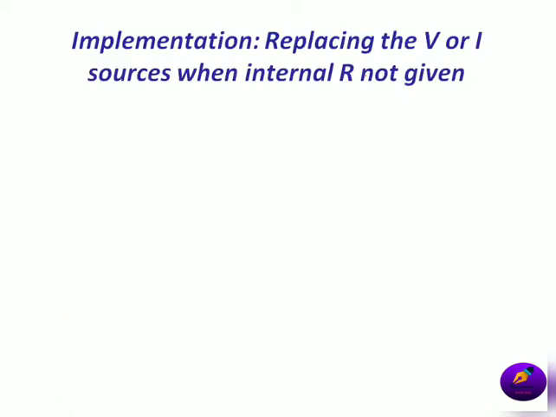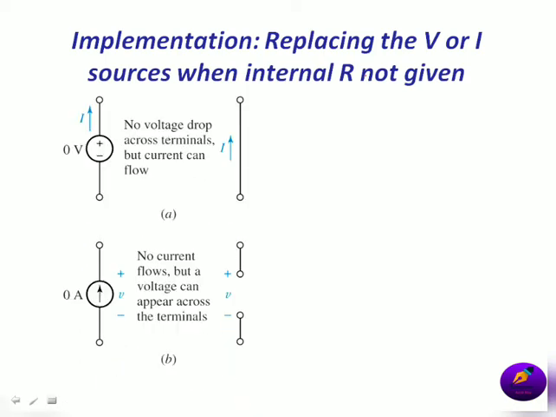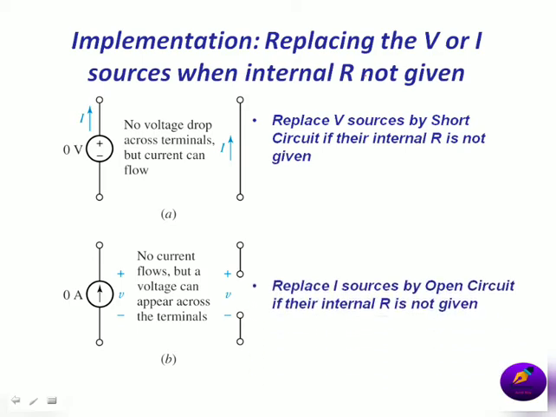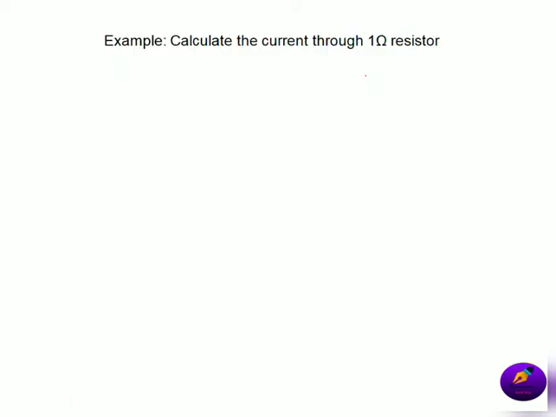Implementation: replacing the voltage or current sources when internal resistance R is not given. If we have a voltage source and a current source, then we can replace the voltage source by a short circuit, and the current source by an open circuit, if their internal resistance R is not given.